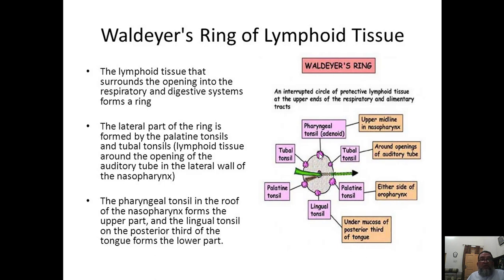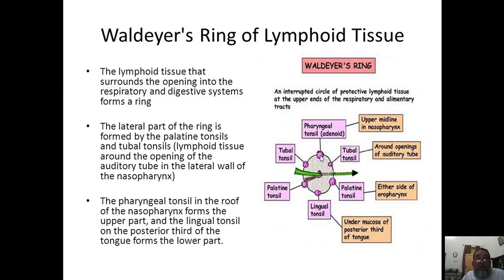Very well known feature in childhood, the adenoid. Anteriorly is the lingual tonsil, on the posterior surface of the tongue. Anteroinferiorly the lingual tonsil, laterally the palatine tonsil, superolaterally the tubal tonsil, then posteriorly the adenoid. So this forms a complete ring around the oropharynx as well as the nasopharynx.